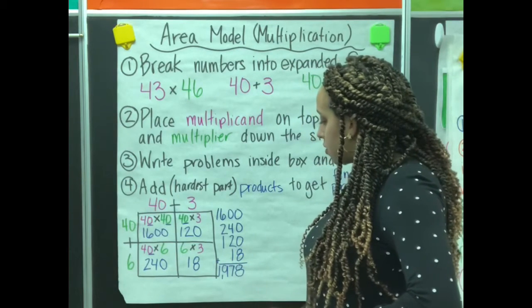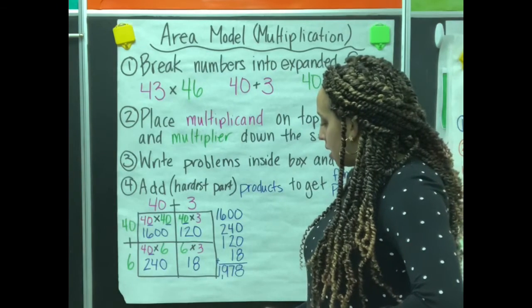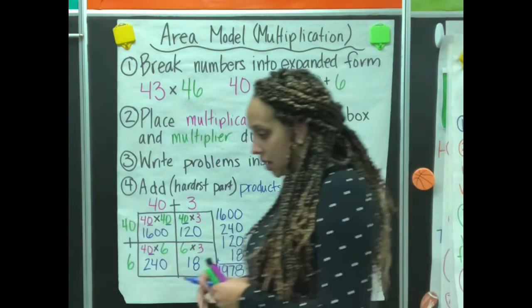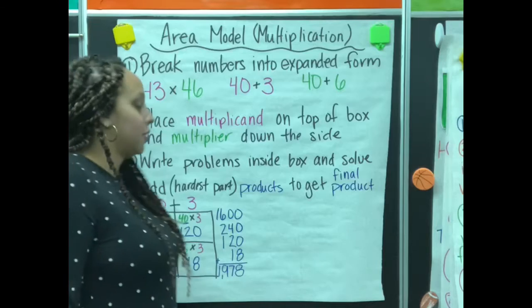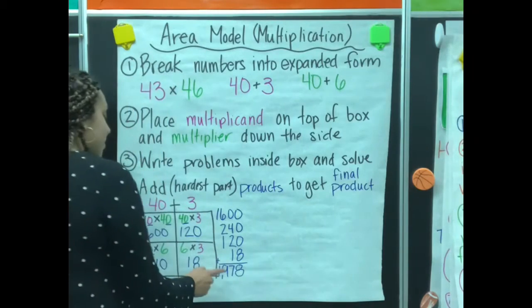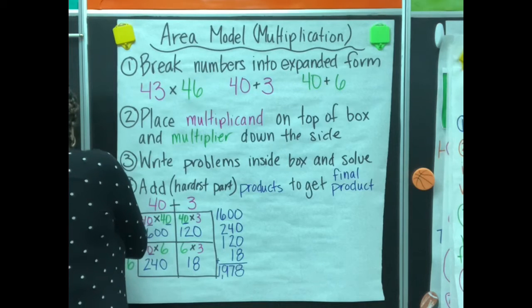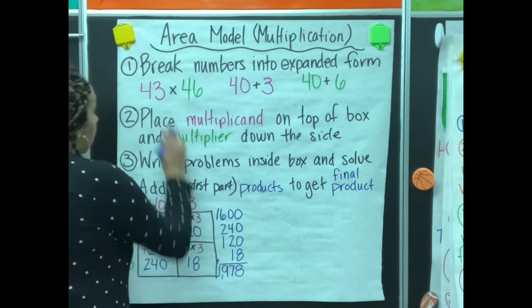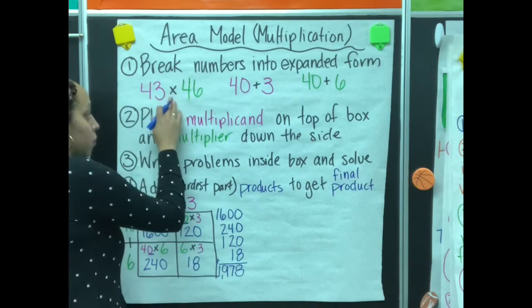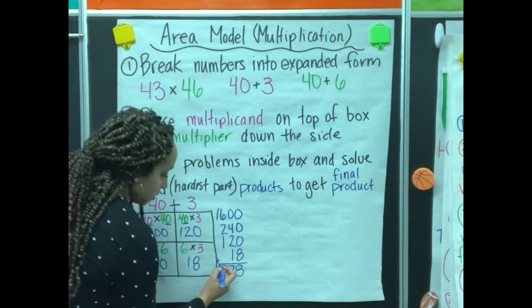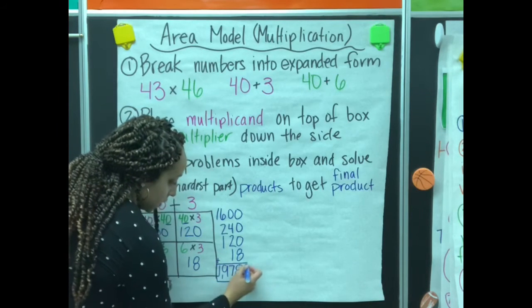So my answer is 1,978. Okay? So that is my answer, my product for 43 multiplied by 46 equals this right here.